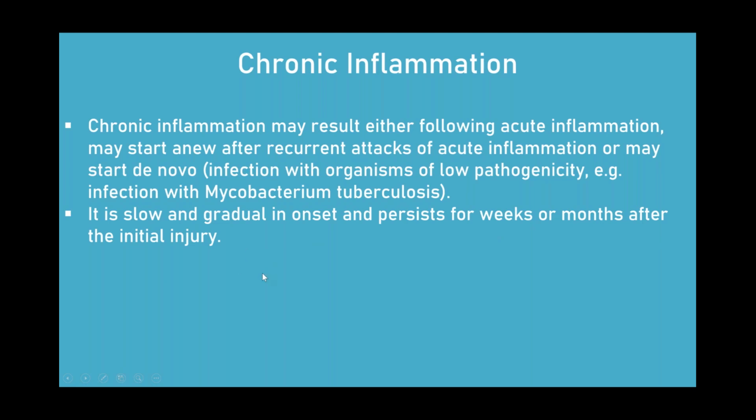So what are the general features of chronic inflammation? The general features of chronic inflammation are the infiltration of mononuclear cells, tissue destruction, proliferation of blood vessels, and fibrosis.